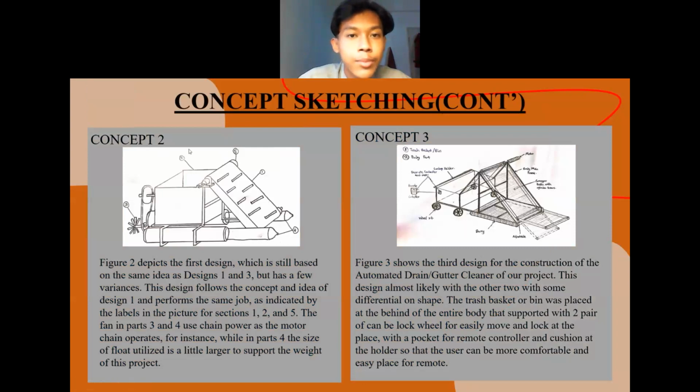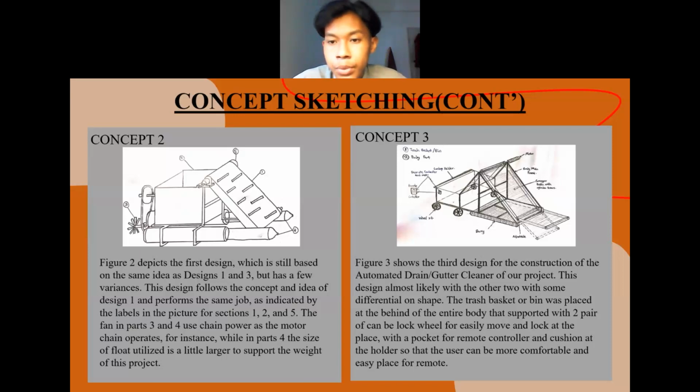So these are the other two concepts, concept 2 and concept 3. Concept 2, in figure 2, despite the first result, is still based on the same idea, just like I said, with a few variants. The variance is in this concept: the fan in parts 3 and 4 uses chain power instead of a motor, chain operated. While in part 4 the size of the fluid utilizer is a little bigger to support the weight of this project.